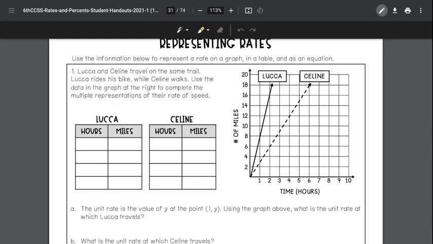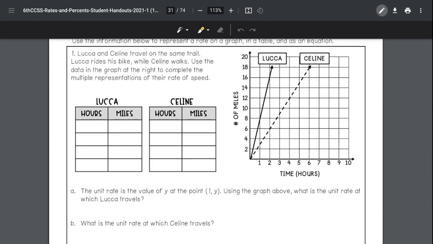So let's look at Luca's line first on the graph. We can see that we're talking about hours and how many miles he has biked. So if I look at 1 hour, he rides 8 miles every hour. 1 hour equals 8 miles. 2 hours, 16 miles. 3 hours, 24. 4 hours, 32 miles.